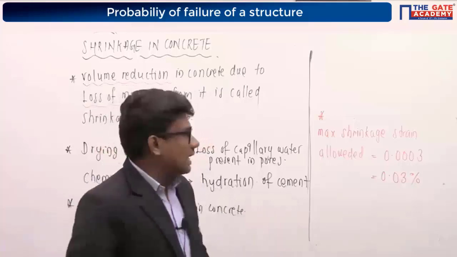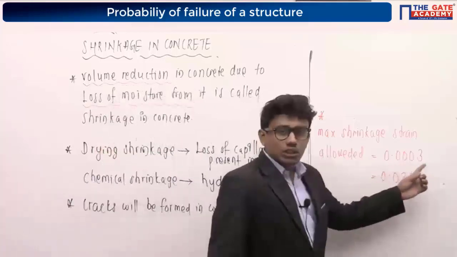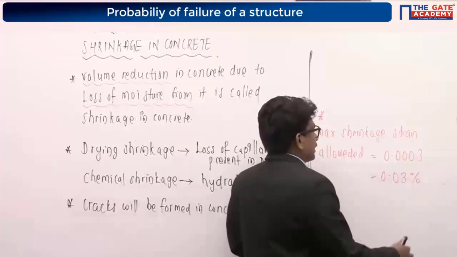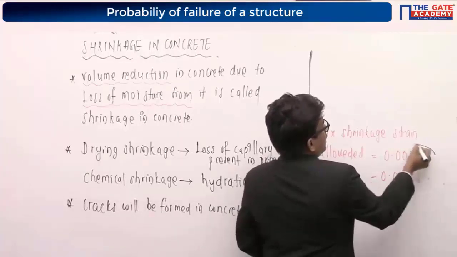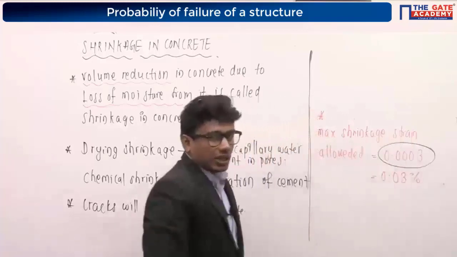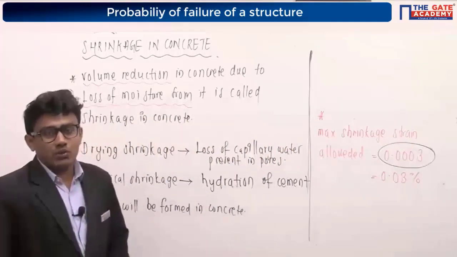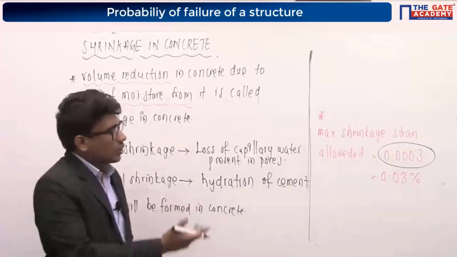0.0003. Three zeros are there. Okay, you can remember like this: three zeros and a 3. Three zeros and a 3. This is a very common question in many of the competitive exams. Even if you are writing any PSC exams also, this question is very important.